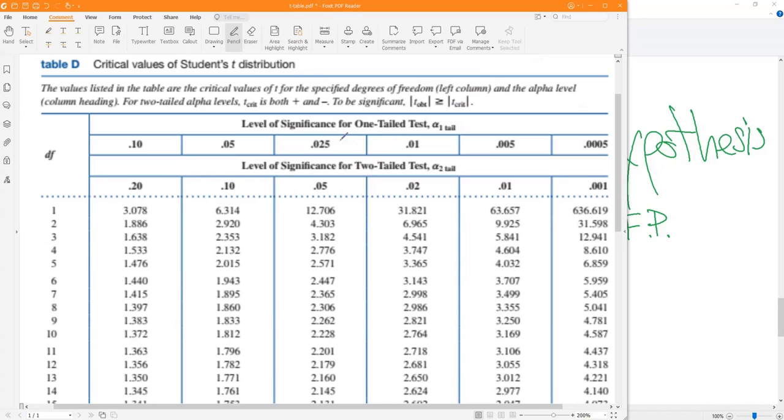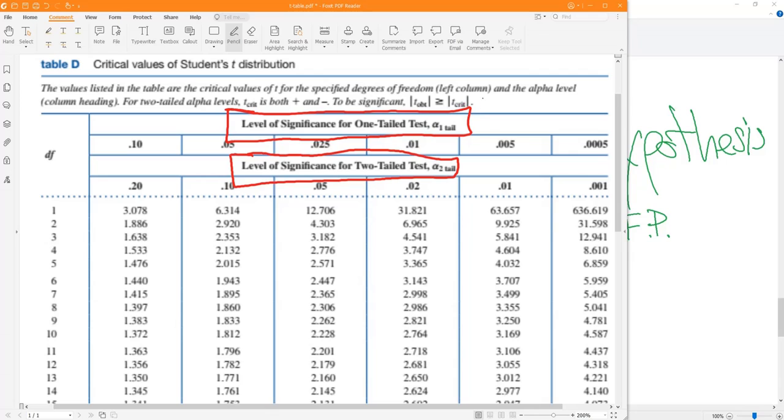So on this t-table here, you're going to find a few things. You're going to find this header called level of significance for one-tailed test with an alpha 1 tail. Don't worry about that little thing. There's also level of significance for two-tailed test. Again, it's got this little alpha 2, which is going to be different from your alpha 1.